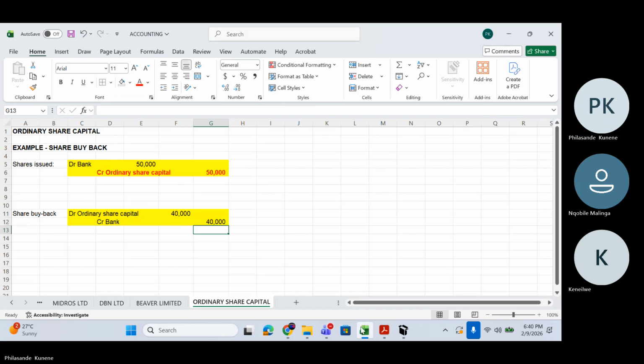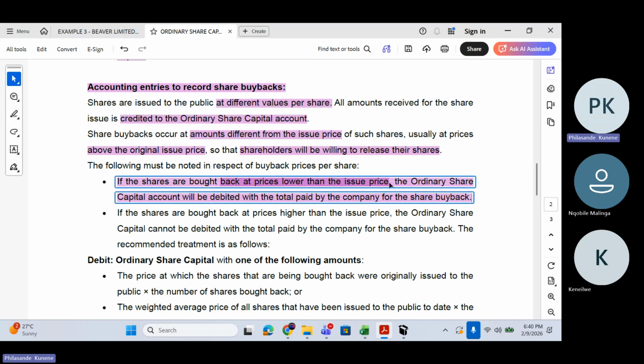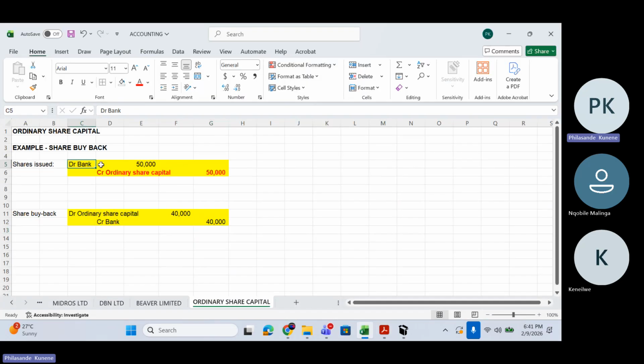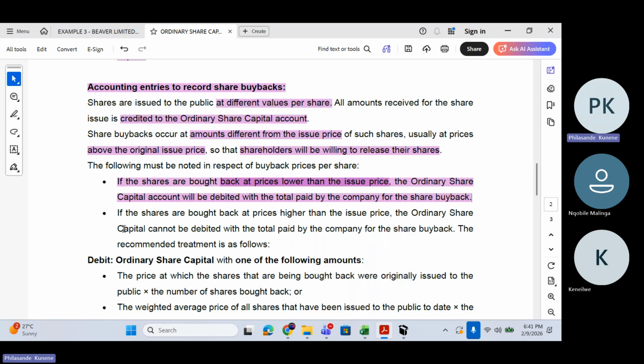You see, if shares are bought back at a price lower than the issue price, the ordinary share capital account will be debited with the total paid by the company for the share buyback. If I issued them at 50,000 but I buy them back at 40,000 rand, this is the journal entry that we're going to process. But let's look at the second scenario.